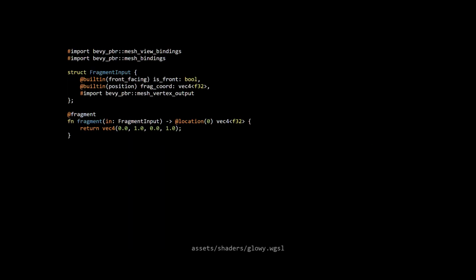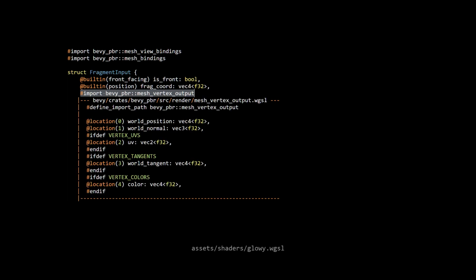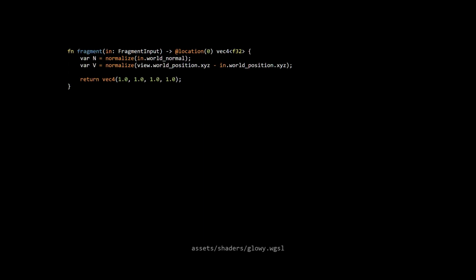We'll add the imports for our mesh and view bindings, and assign the world space normal to a variable. The world normal is part of the fragment input and comes from the import for the mesh vertex output. We'll get the view vector by subtracting the view world position from the fragment world position, and then compute their dot product. This will return the angle between the face on the sphere and our view vector.